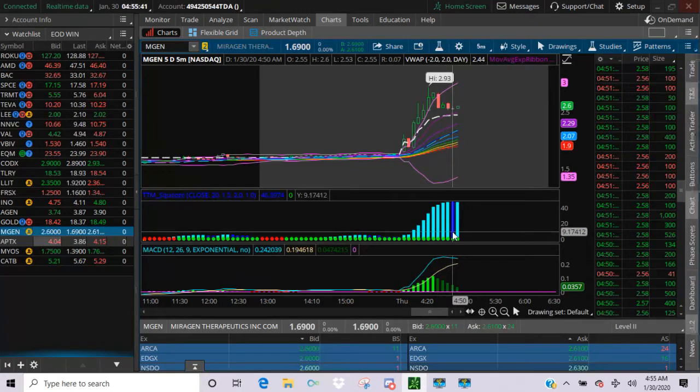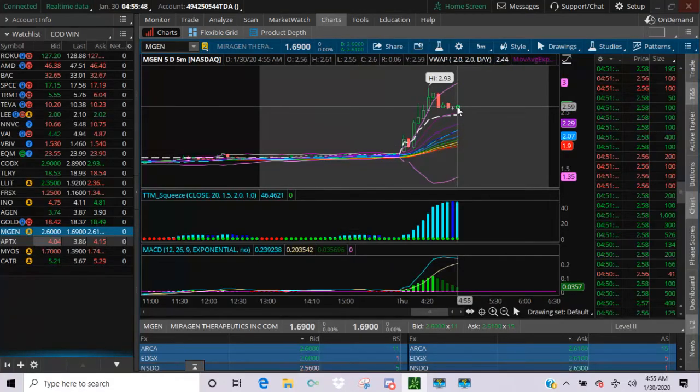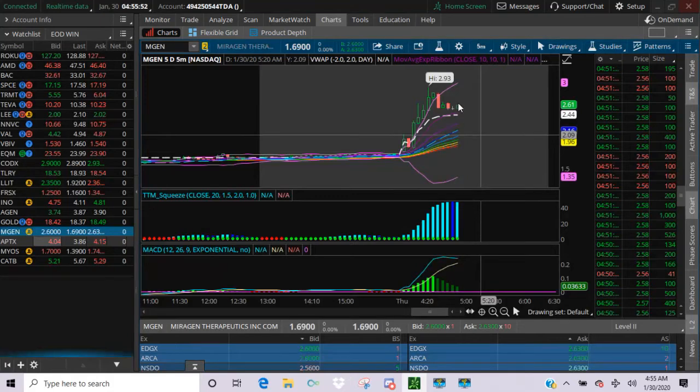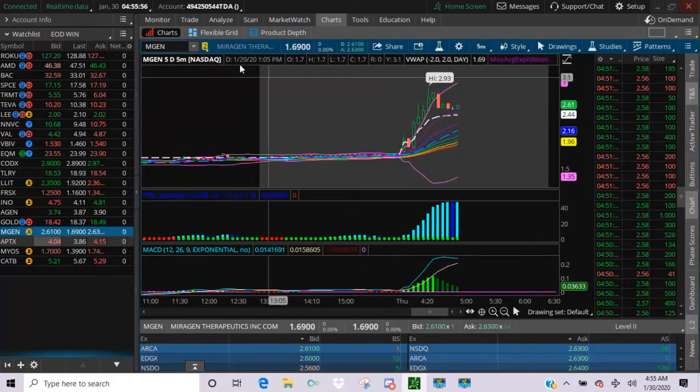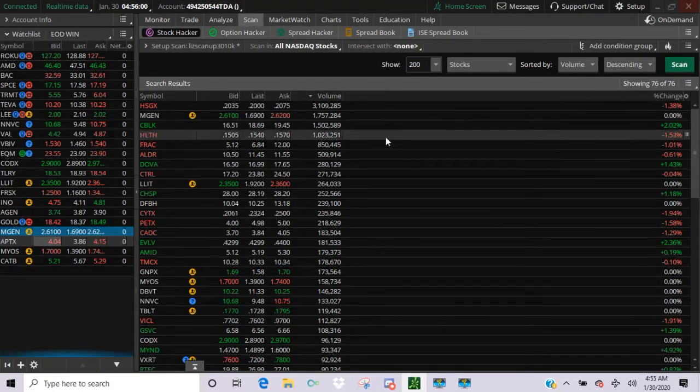Look, the TTM just changed from the dark blue to the light blue. Good news. We like that because that's a green candle, which means we're moving up. MACD's trying to squeeze up. This is an excellent trade. Excellent trade. Like I said, this is how I find them.